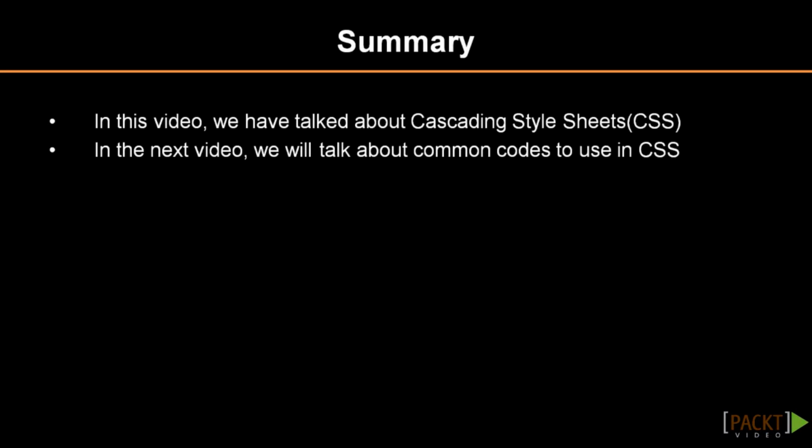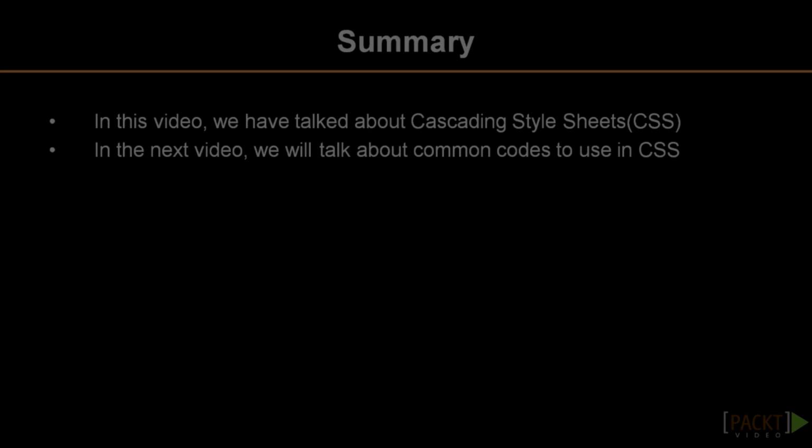So in section 5.1, we have learned about cascading style sheets. In the next unit, we will talk about common codes to use in CSS.